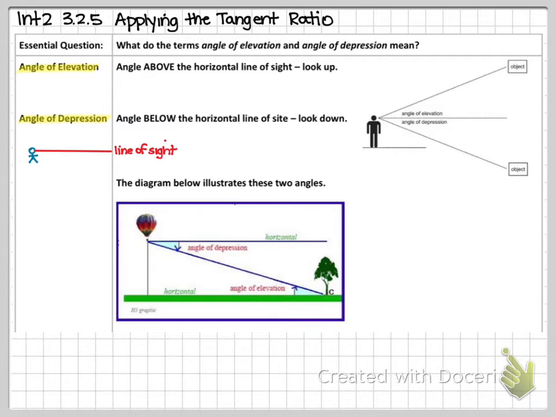Now from here, we want to think about, well, what happens if our person looks up? So from their eyes looking up, this angle looking up is called an angle of elevation. Then, if you go back to eye height, or line of sight, just straight ahead, and looking down from there, that is called an angle of depression. Which you can see in the few pictures that I have on this page.